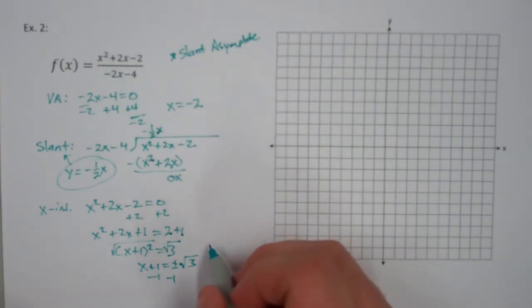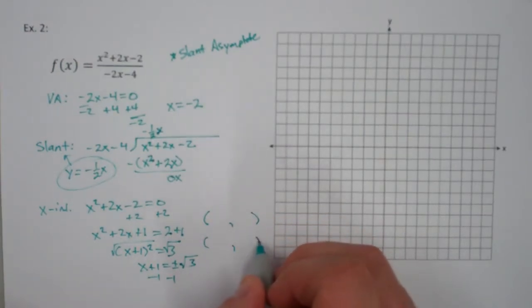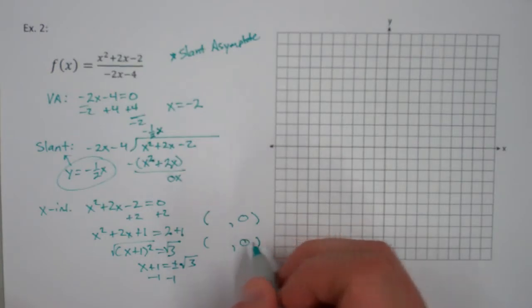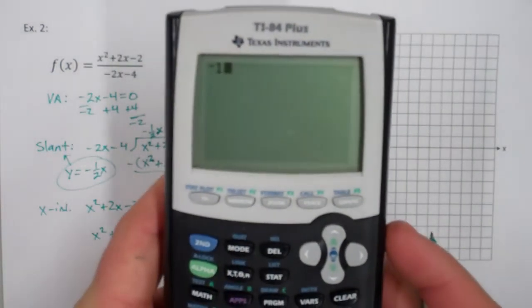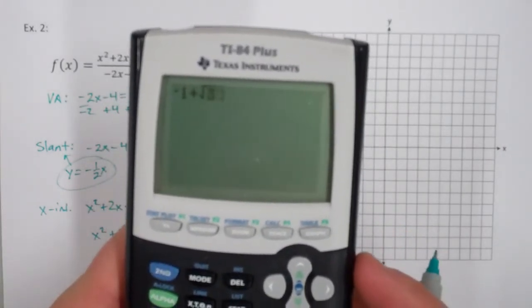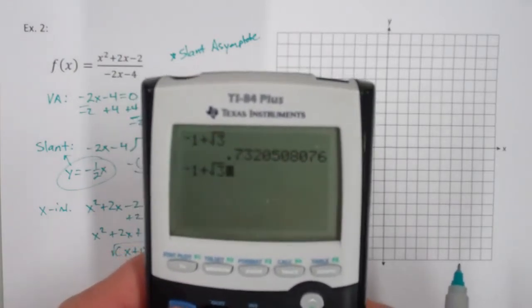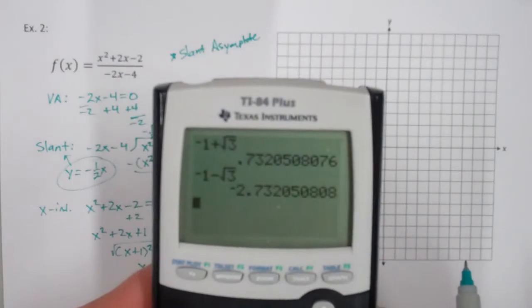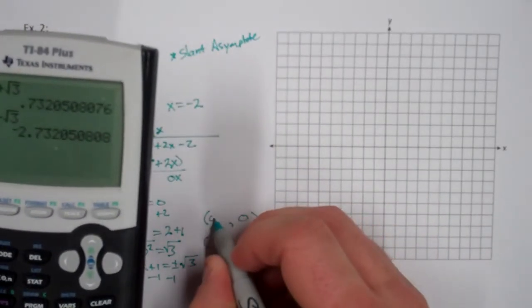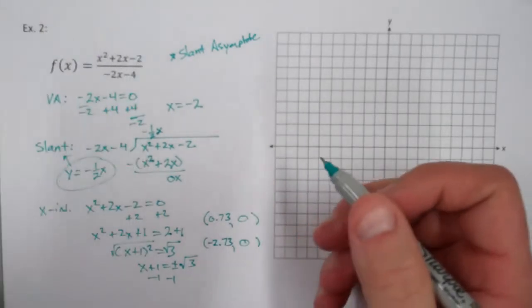So let's see what those are approximately. And I believe there are going to be 2 of them. We know that they're x-intercepts, so the value of y is 0. So we'll just type this in. Negative 1 plus the square root of 3. And a nifty little trick is you can do second enter and just change that to a minus sign and hit enter. So we've got about 0.73 and negative 2.73 for this one.